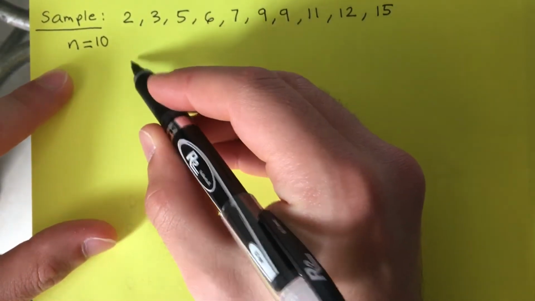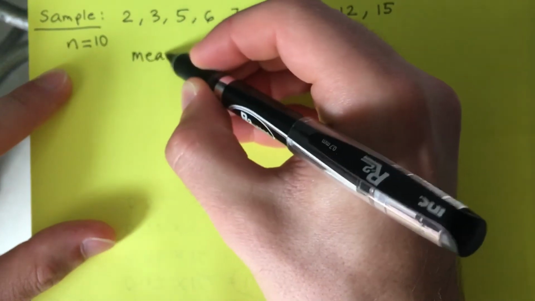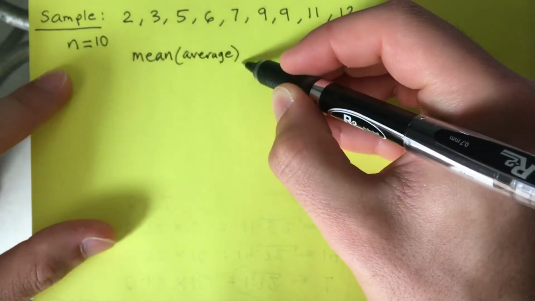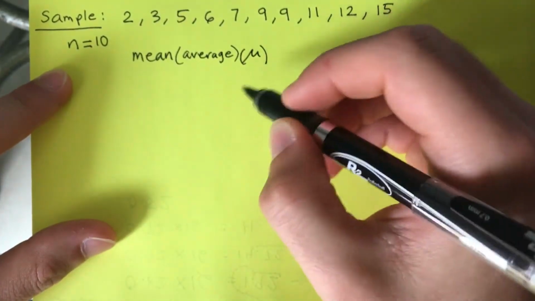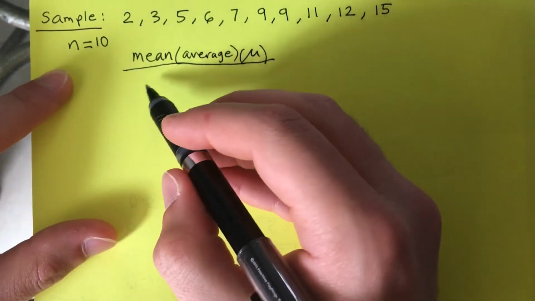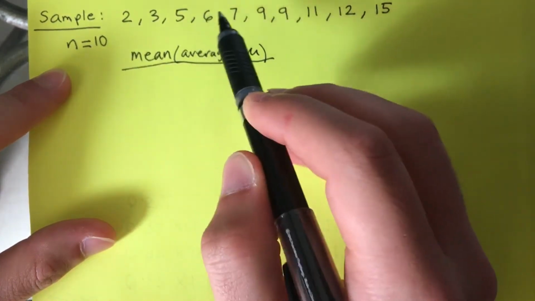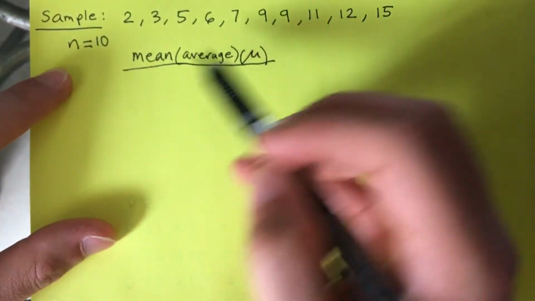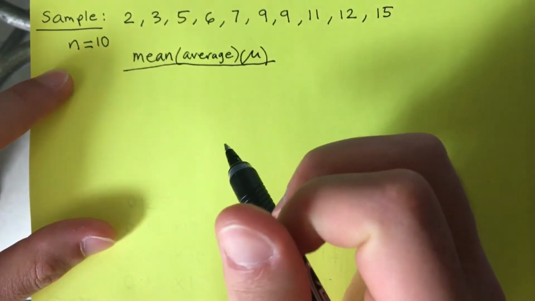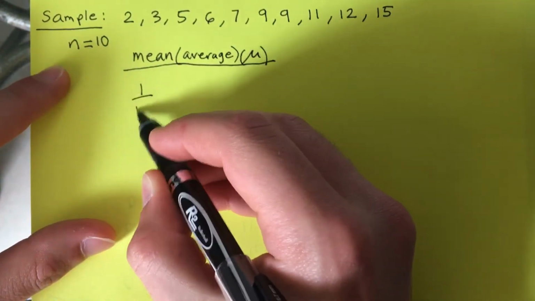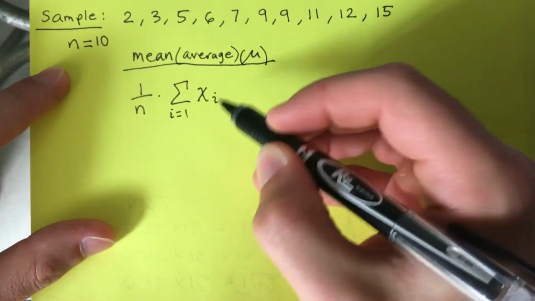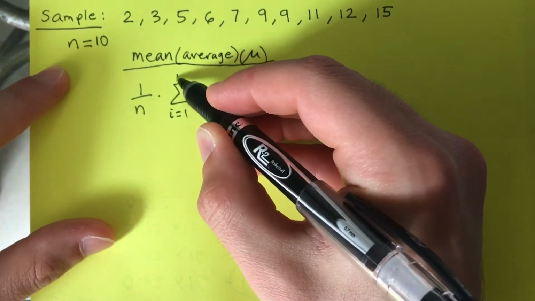So to begin with, the mean. You can also call it the average, and it has the symbol mu. It has this formula where you sum up all the participating data points and you divide by how many there are. In this case, n equals 10. So the formula is 1 over n times the sum, starting from 1, summing up all these data points and going all the way up to n.